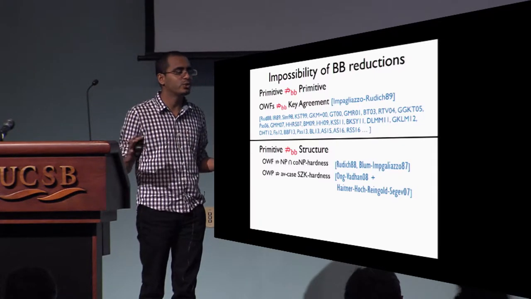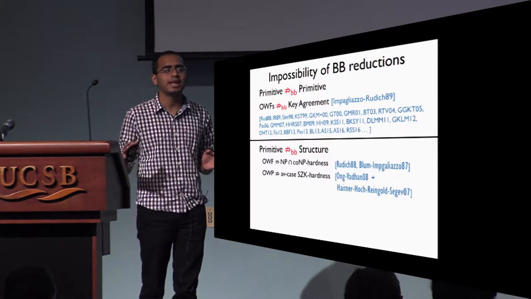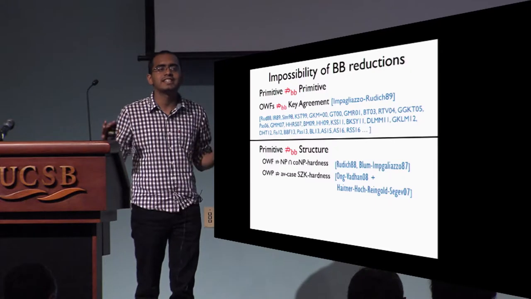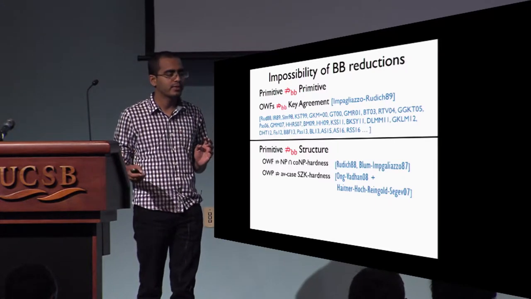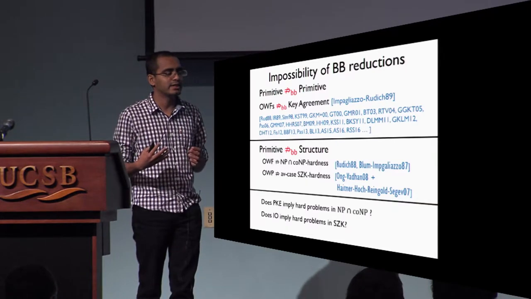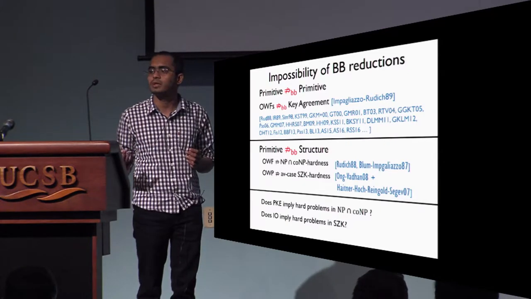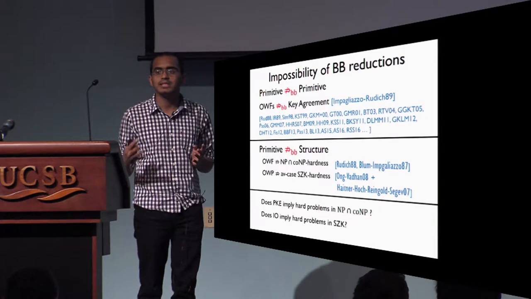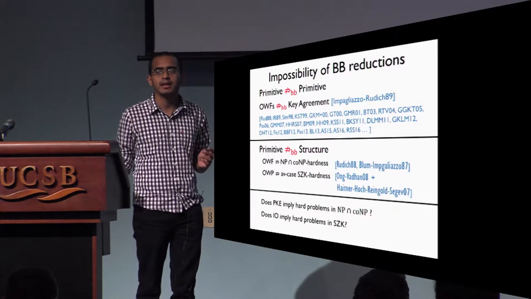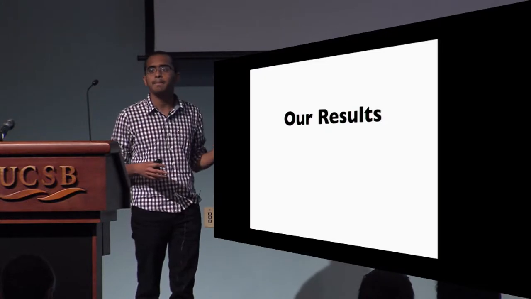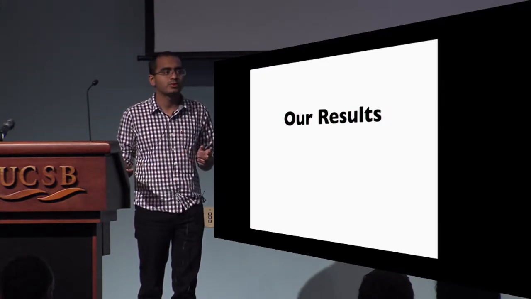So basically, we know that one-way functions do not imply hard problems in NP intersect coNP, and they do not imply average case hard problems in SZK. So we would like to understand these better. For example, does public key encryption imply hard problems in NP intersect coNP? How about I/O? Does it imply hard problems in SZK? With that, we come to our results. Good. So what do we show?